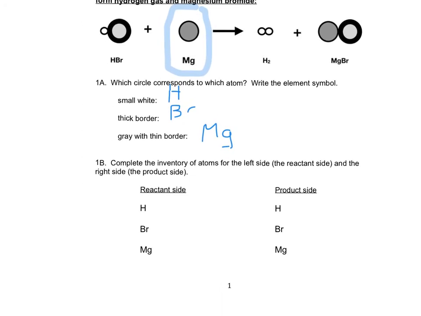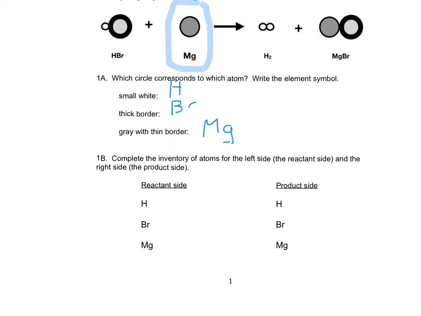Complete the inventory of atoms for the left and right side. Looking at the picture at the top, we have one hydrogen atom, one bromine atom, and one magnesium atom. Looking at the product side, we have two hydrogen atoms, one bromine and one magnesium. Okay, so currently this is unbalanced.